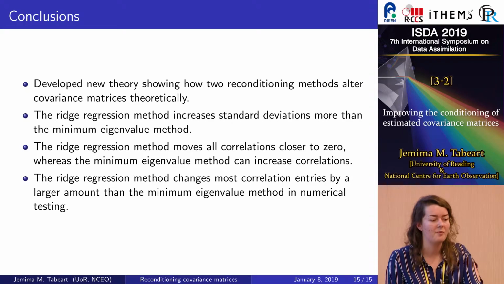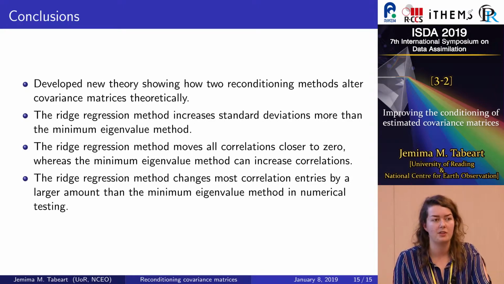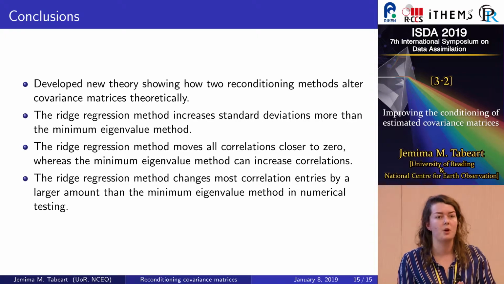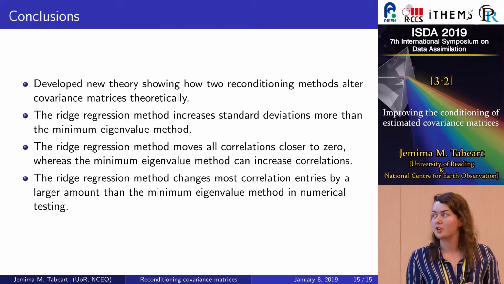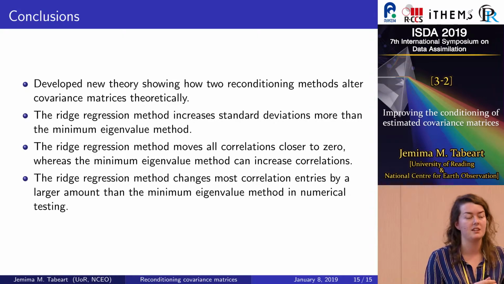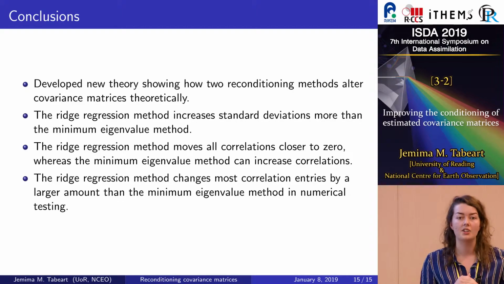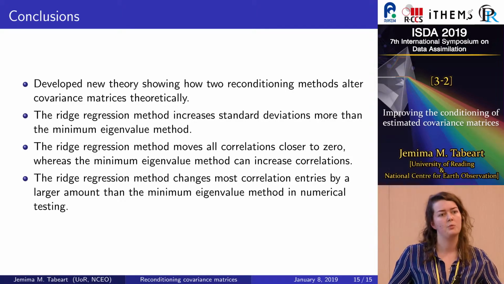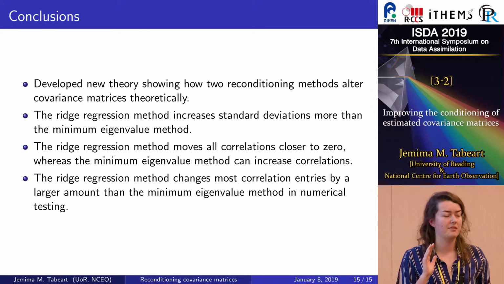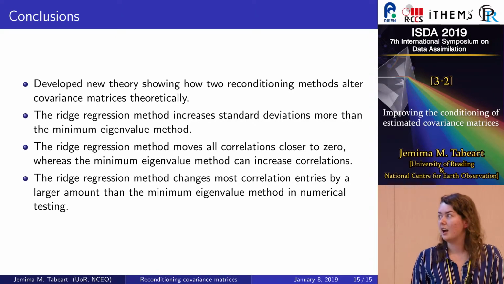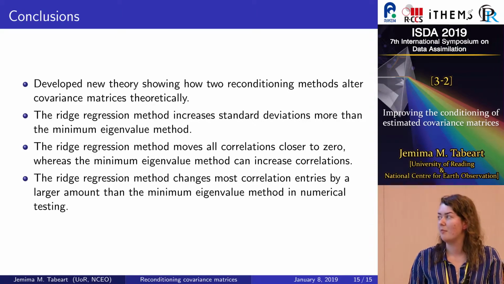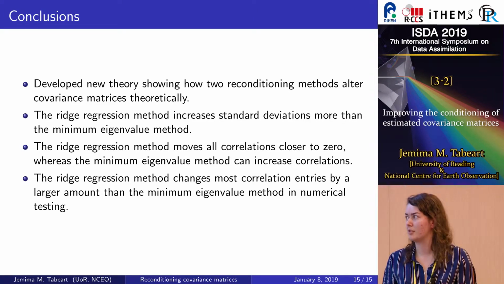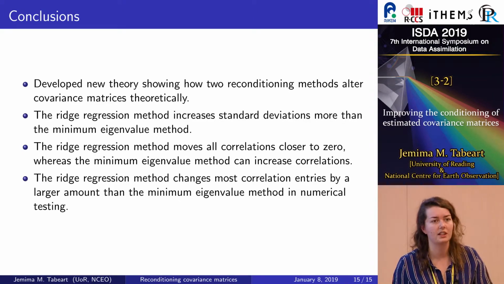OK, so wrapping up, we've developed some theory about two methods of reconditioning, showing how they make changes to covariance matrices and what happens to the standard deviations and correlations. We've shown that the ridge regression method results in increases to the standard deviations that are larger than the minimum eigenvalue method. We can say something theoretically about what it does to correlations, moving everything closer to 0, whereas the minimum eigenvalue method we've shown in practice does not do that. And we've shown that the correlation entries are changed by a larger amount for the ridge regression method than for the minimum eigenvalue method.